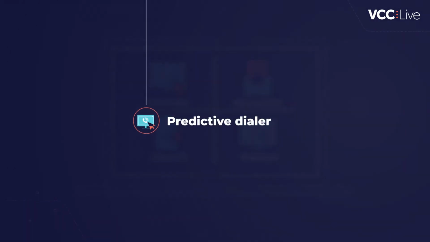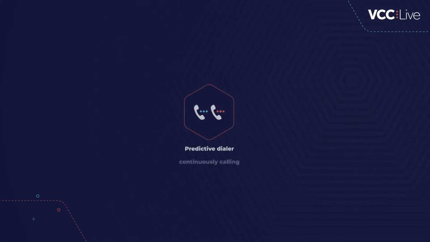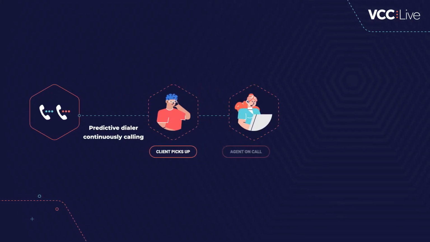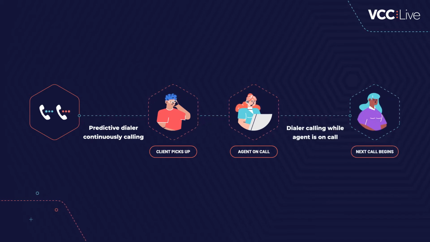Predictive Dialer is an excellent productivity booster for your voice campaigns. It dials numbers automatically based on your list. When the conversation is in progress, the next number is dialed before that conversation ends to minimize wait time and maximize talk time.